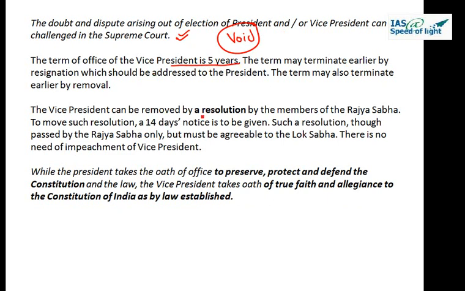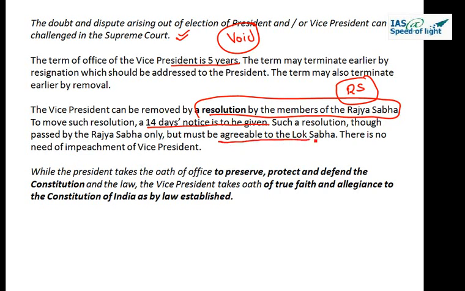A President can be removed by a resolution by the members of Rajya Sabha. So again, a big difference between the President and the Vice President. Here the Vice President can be removed by a resolution only initiated by the Rajya Sabha, while in case of the President, the resolution can be initiated either by the Lok Sabha or Rajya Sabha. To move such a resolution, 14 days notice has to be given, same as the President, and such a resolution though passed by the Rajya Sabha must also be agreeable to the Lok Sabha.